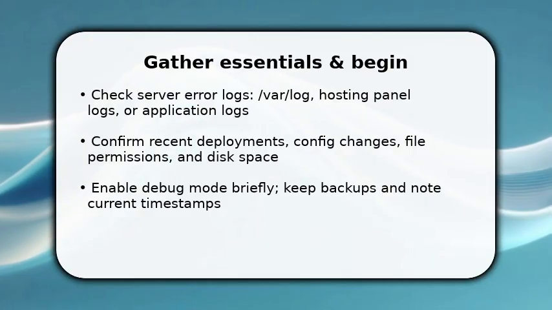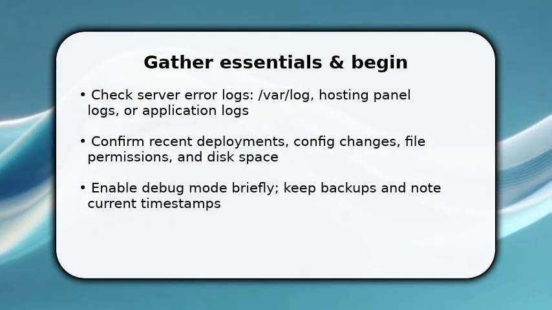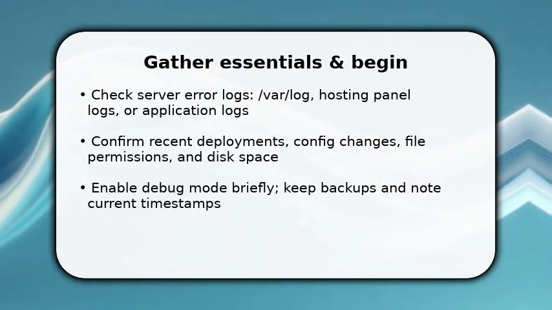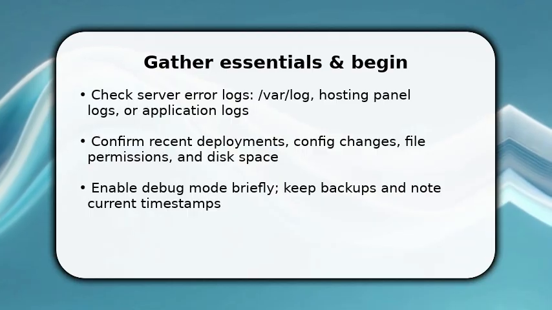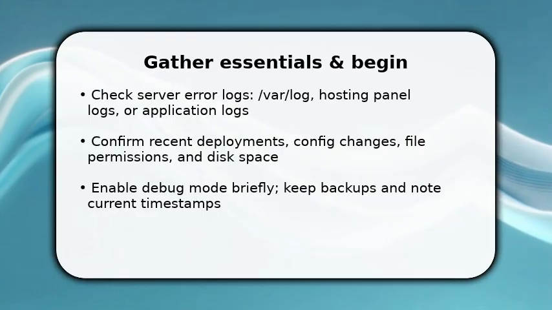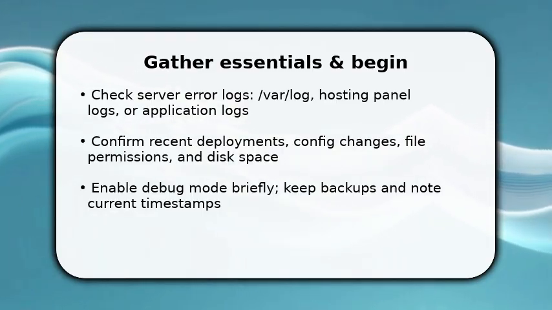You start by collecting the essentials. Open the server and application error logs and note timestamps around the 500 event. Next, confirm recent deployments or configuration edits so you know what changed. Check disk usage and file permissions because permission denials or full disks often trigger failures.